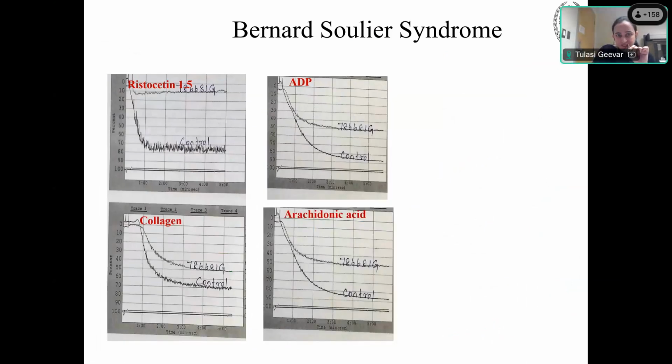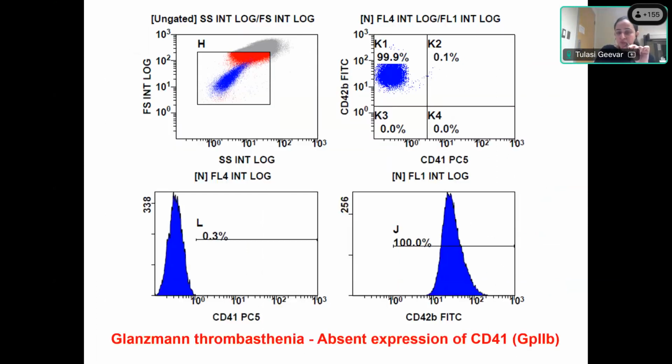Now, this is the pattern that we see with Bernard-Soulier syndrome. There is an absent response with ristocetin, and you can see a response with ADP, arachidonic acid, and collagen. The response is slightly lower than the control because of the concomitant thrombocytopenia that you can see in Bernard-Soulier syndrome patients. This can be confirmed by flow cytometry.